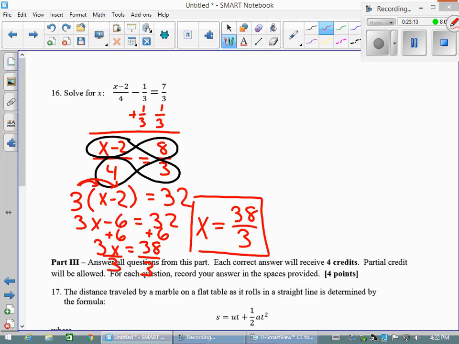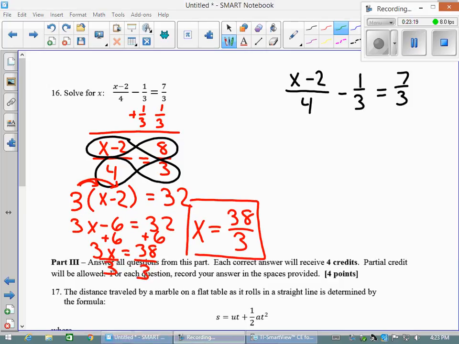Okay, so if I wanted to take the LCD approach, I'm going to look at the numbers that I have in denominators, which are 4 and 3. And my LCD between those two would be 12. So what I want to do is multiply each term by 12.